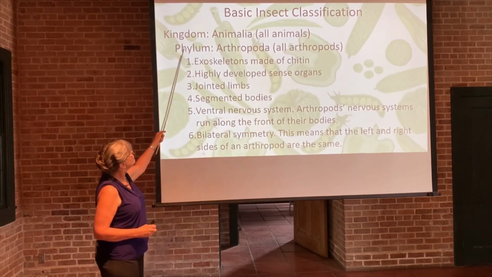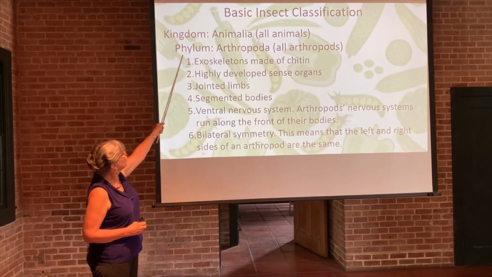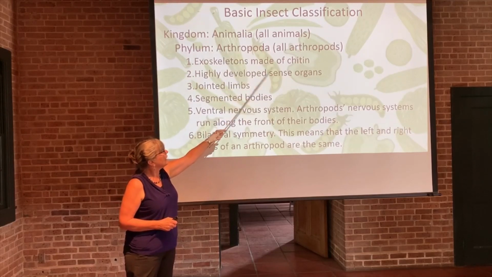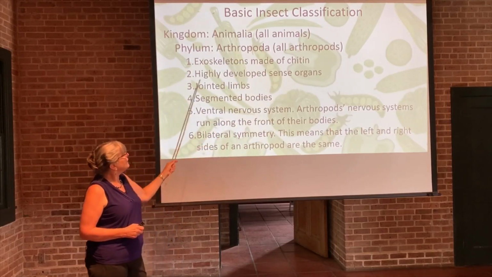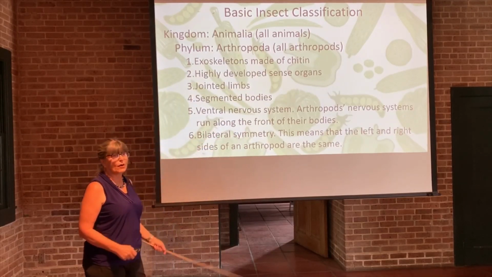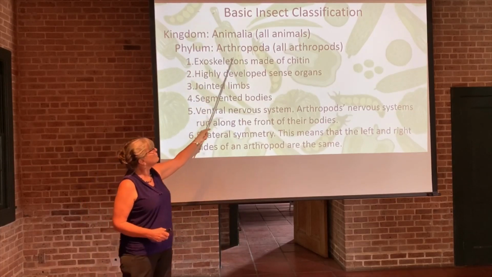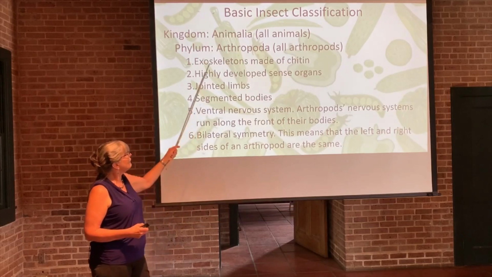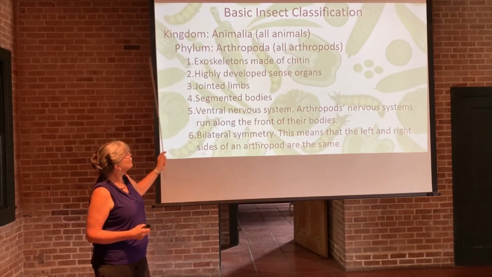Those subcategories under kingdom are called phyla. The phylum for insects is called Arthropoda, and that's all arthropods. And these are the characteristics of arthropods. What arthropod means in Latin is jointed foot. So we're going to see how the insects fit into this category.